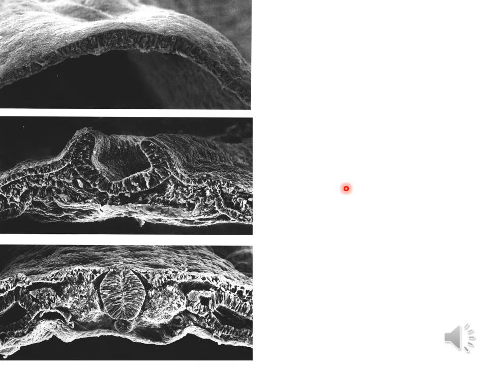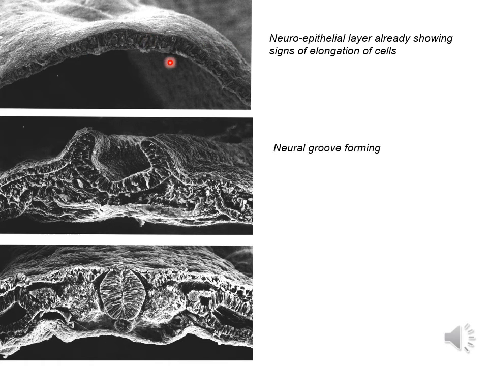Here again, you can see this is a scanning electron microscope view of the plate. And here the neural groove. This is the plate. This is the groove formed due to the elevation of the edges of this plate. Later on, these edges meet together, forming the neural tube, as you can see. And this is the notochord. This is the closed tube, and it is underlined by the notochord.